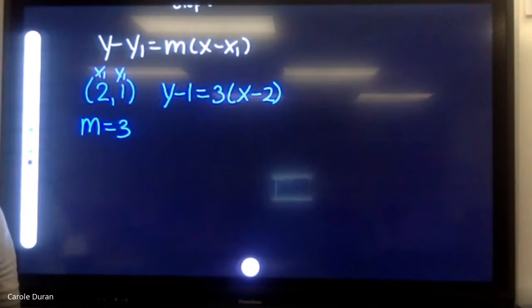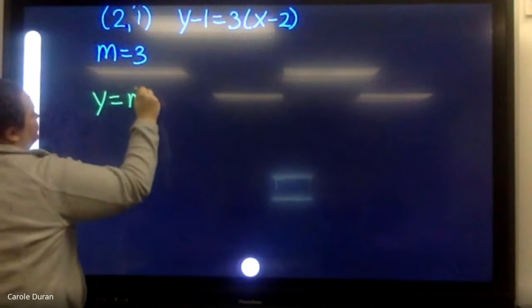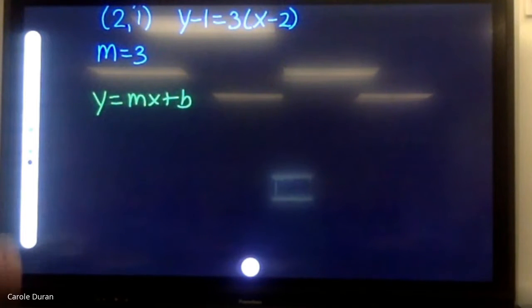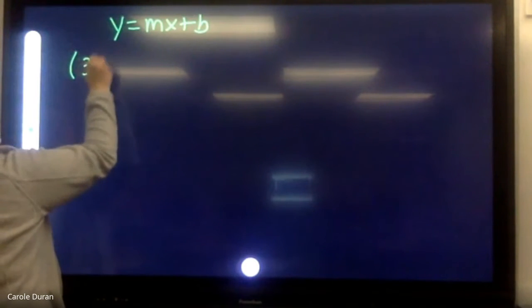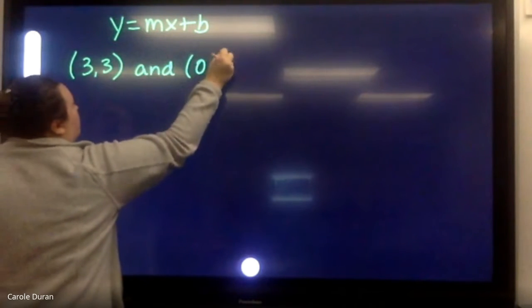So then number 4 says it wants the slope-intercept form of the equation of the line that goes through 2 given points. What is the slope-intercept form equation? y equals mx plus b, where m is your slope and b is your y-intercept. So those are the 2 forms that we looked at for 1 and 2. This specific problem wants the equation of the line that goes through 2 points, and those 2 points are 3, 3, and 0, 4.